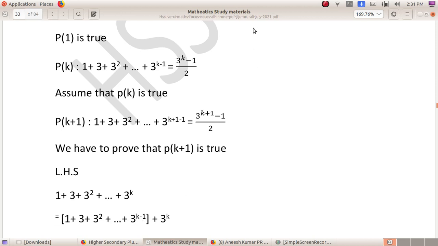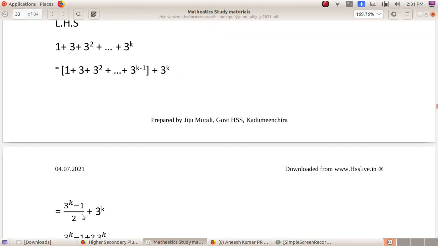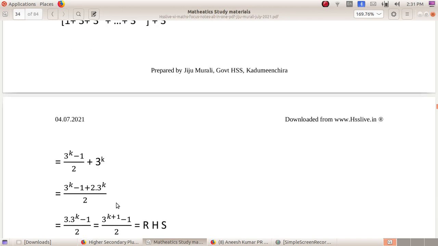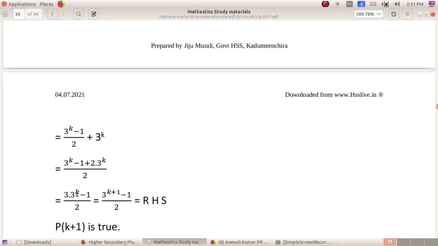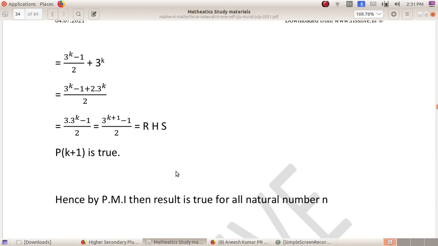Up to this, we have already proved here. That is P(k), which is what? (3 raised to k minus 1) by 2. So up to here, this can be replaced by this answer, (3 raised to k minus 1) by 2. (3 raised to k minus 1) by 2 plus the last term, 3 raised to k. Then by cross multiplication, (3 raised to k minus 1 plus 2 into 3 raised to k) divided by 2, and after simplification you will get (3 raised to k+1 minus 1) divided by 2, and hence this is true for n equal to k+1.